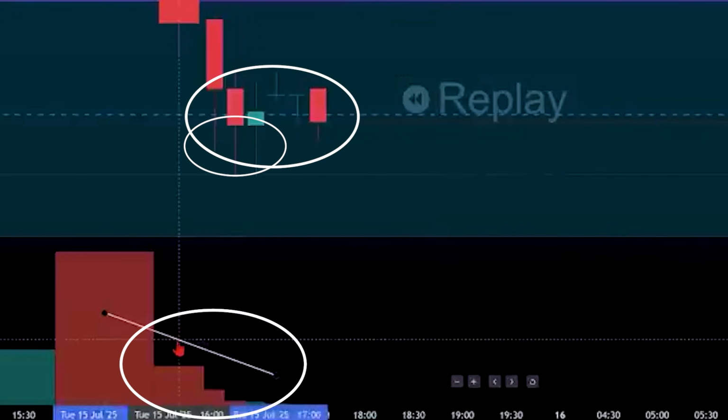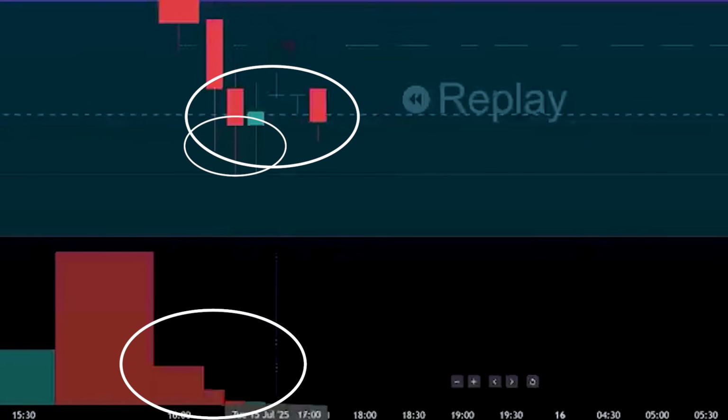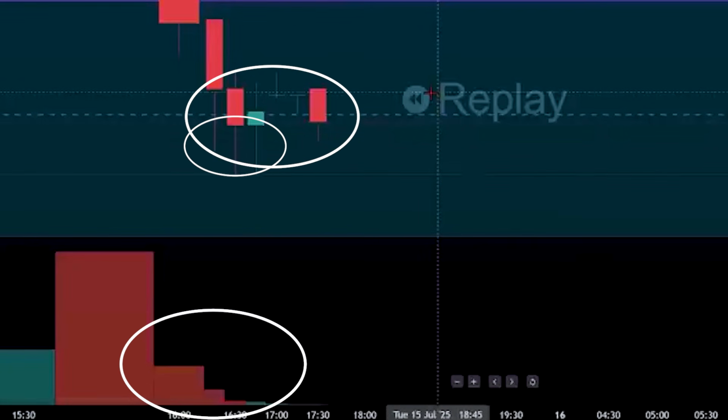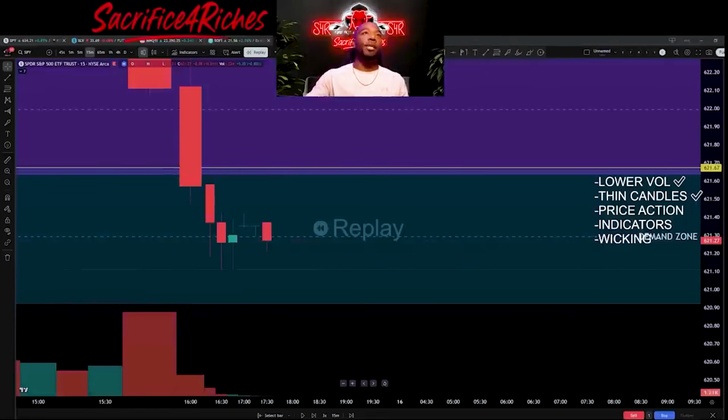Those are key things we are looking for as price approaches demand. These are signals that tell us there's a potential for a reversal occurring, okay? So let's fast forward a little bit. That's also part of candles thinning, meaning you get less body, more wicks, right? So we'll play it through.